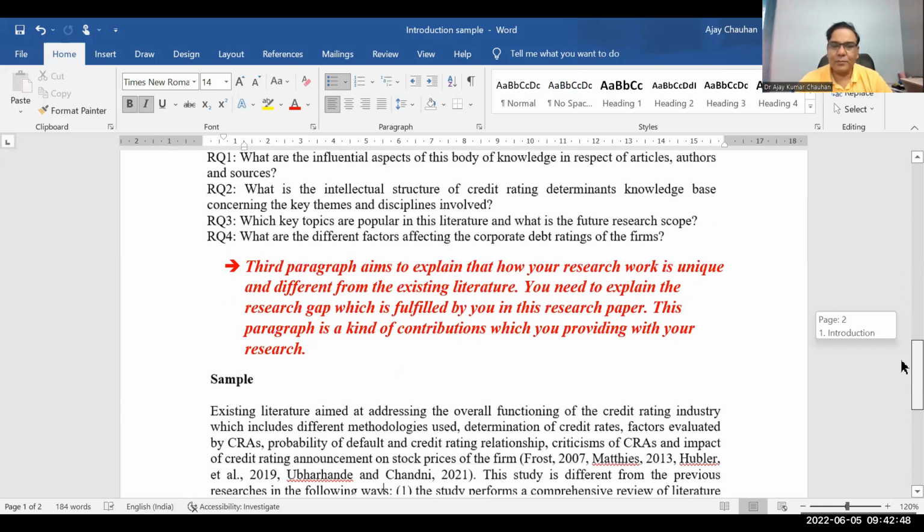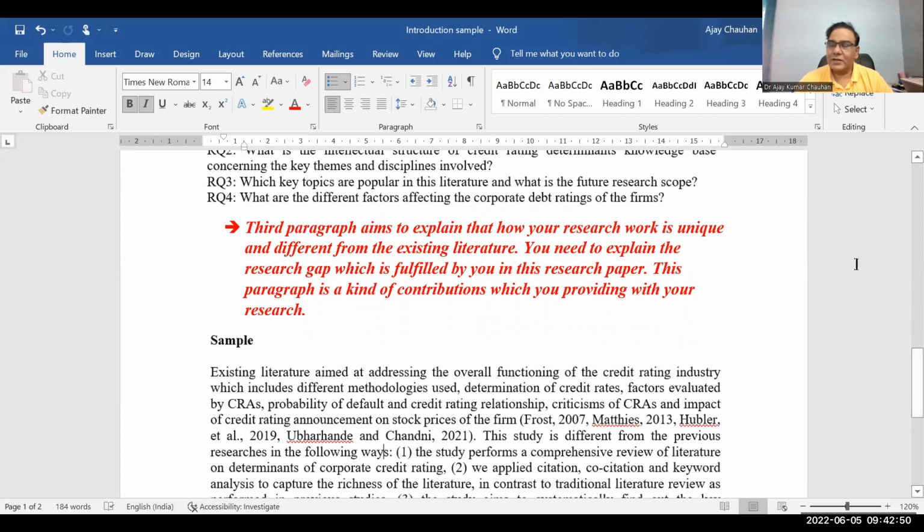The third paragraph is again very important, because you are talking about the research gap. The third paragraph aims to explain how your research work is unique and different from the existing literature. You need to explain the research gap which is fulfilled by you in this research paper. This paragraph is a kind of contribution which you are providing with your research.